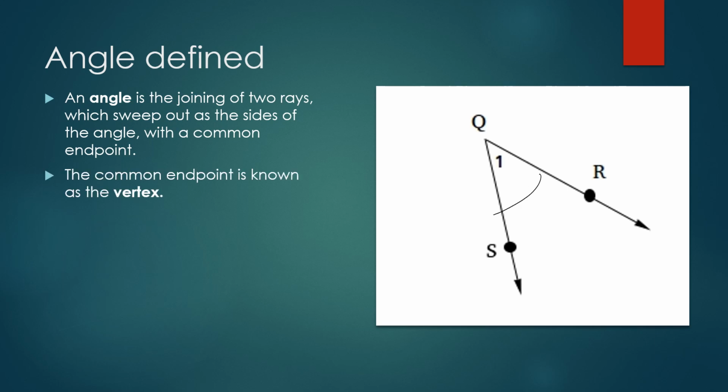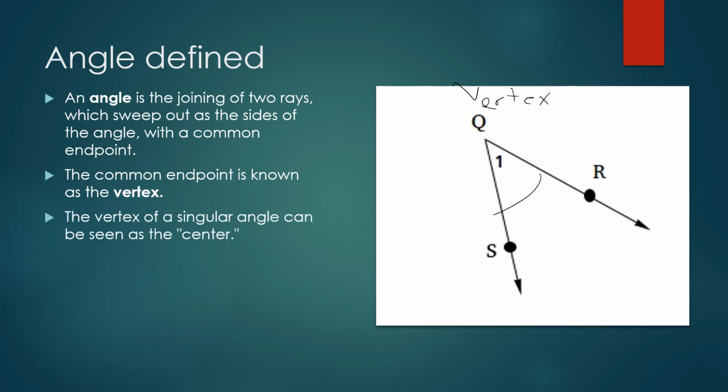That common endpoint has this name. It is called the vertex. So this is the vertex. Now, yes, it has the same name as the vertex of a parabola, but we're specifically talking about an endpoint in this case. All the vertices that you're going to see in our unit of geometry will be a point, and it will be at a corner rather than a curve like we saw in the parabola. The vertex of a singular angle can be seen as the center of the angle.